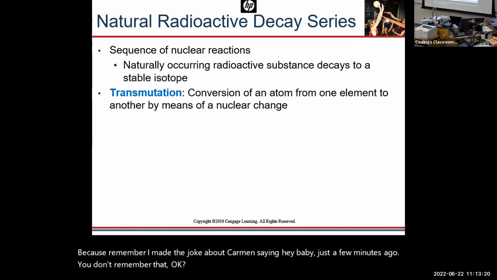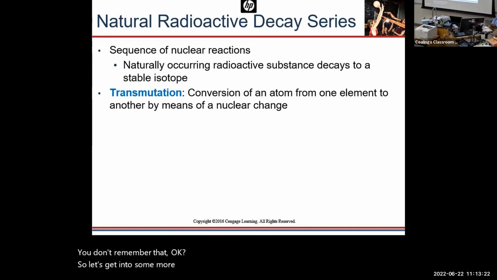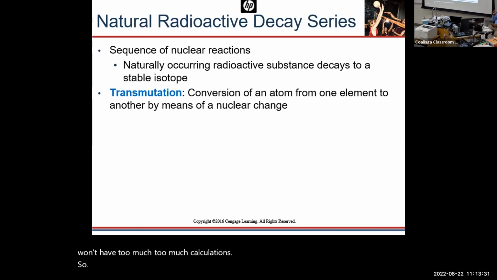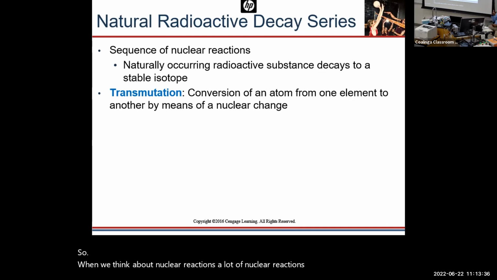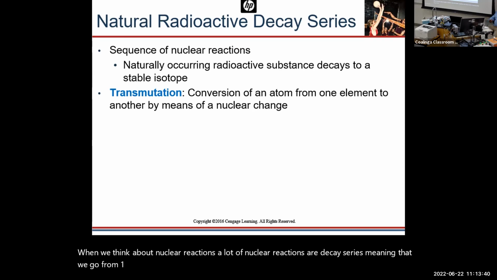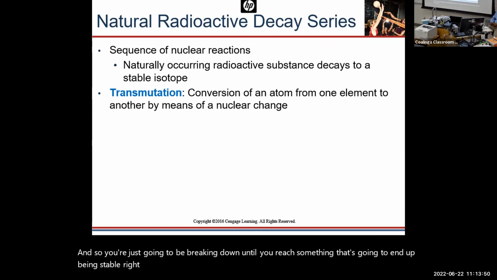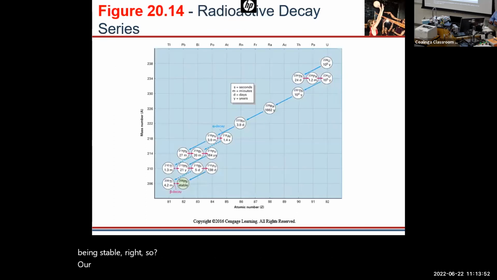So let's get into some more terminology. Nuclear chemistry has a lot of terminology. Too much calculations. Okay, so when we think about nuclear reactions, a lot of nuclear reactions are decay series, meaning that we go from one stable compound to the next stable compound to the next. And so you're just going to be breaking down until you reach something that's going to end up being stable, right? So I'll show you an example in a second.